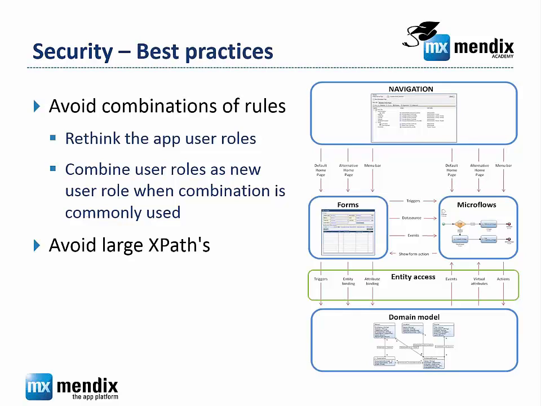So what you should do is avoid combinations of rules, and you want to combine user roles when the combination is commonly used. And you also want to avoid large XPath constraints.